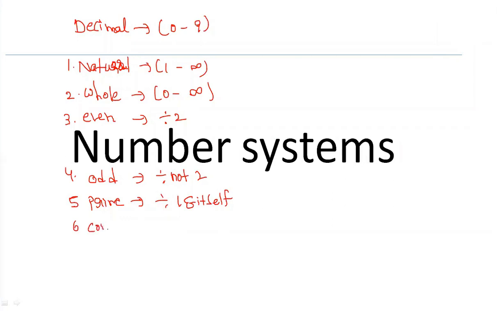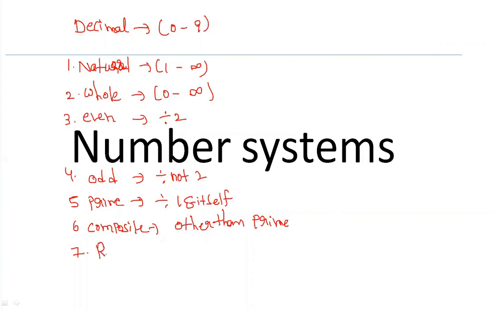Next category is nothing but composite number. What is a composite number? Composite number is nothing but other than prime. So whether it is an even number or an odd number, other than prime, all the numbers can be considered as composite numbers.